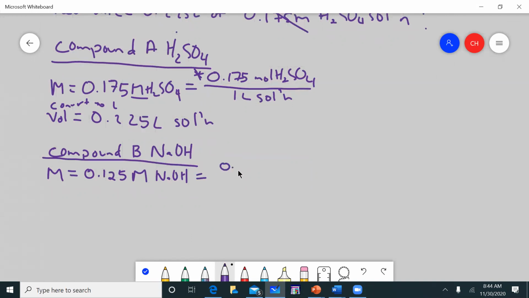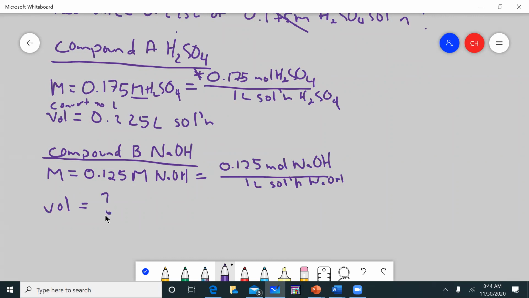So 0.125 moles of NaOH in every 1 liter of solution. And it's specifically 1 liter of the NaOH solution, right? This is the H2SO4 solution. I'm trying to find the volume. I don't know the volume. So now we set it up.